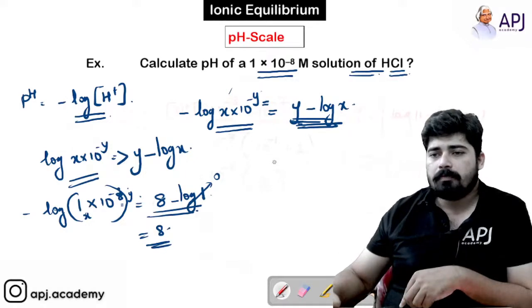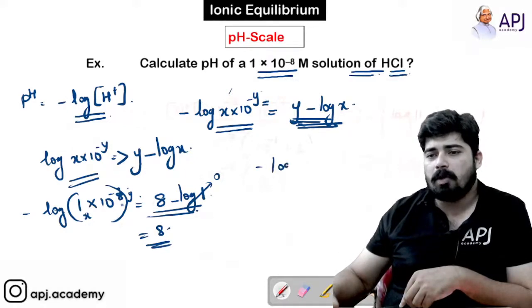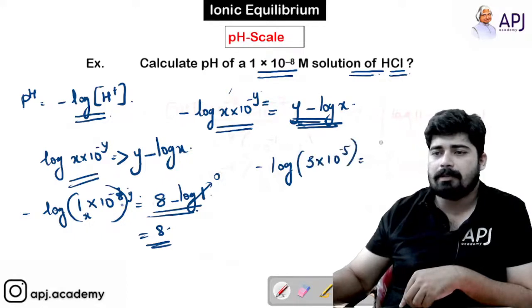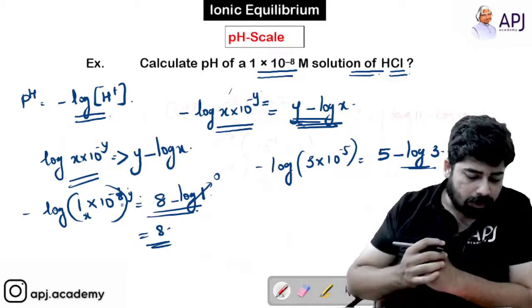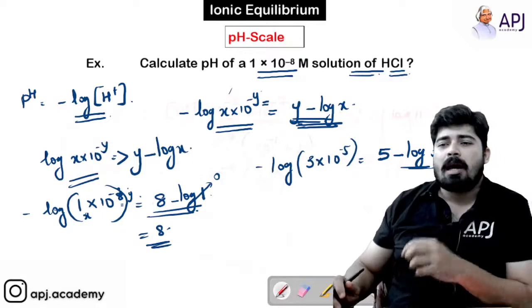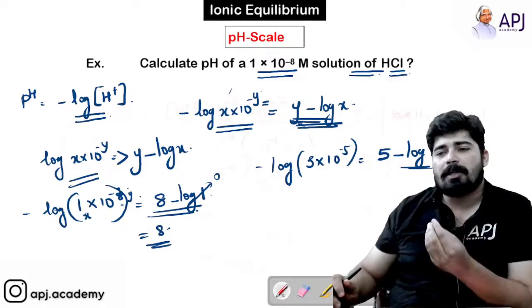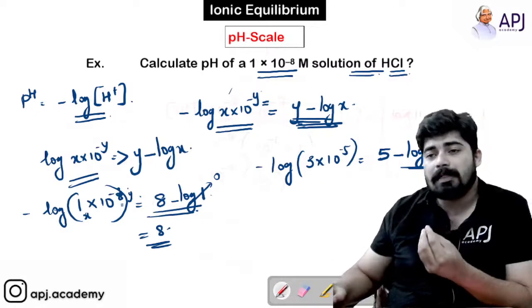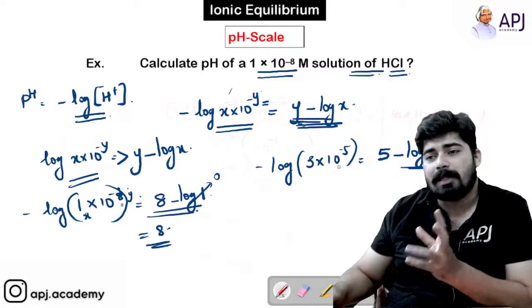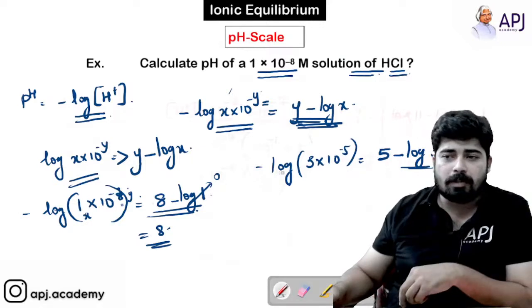Similarly, if I take negative log of 3 into 10 raised to minus 5, what will be the answer? The answer is 5 minus log 3. Is that clear, students? Whenever a log function comes, how you have to write it, that is what I am explaining. Negative log of 3 into 10 raised to minus 5 means it is 5 minus log 3.